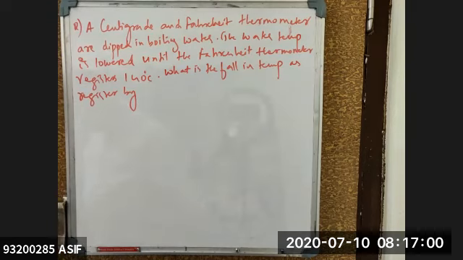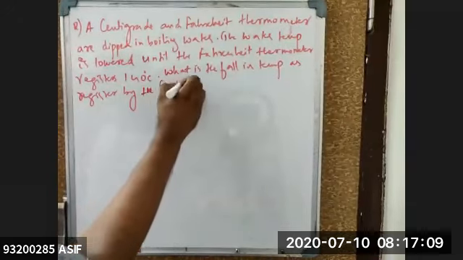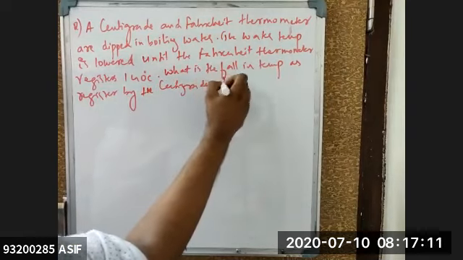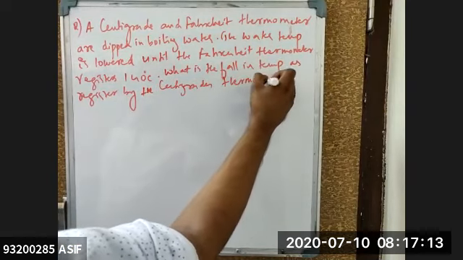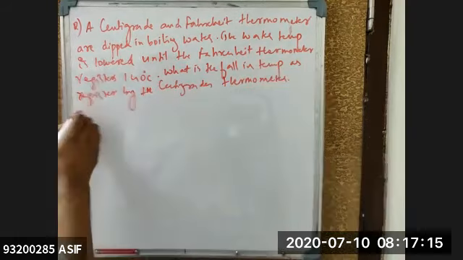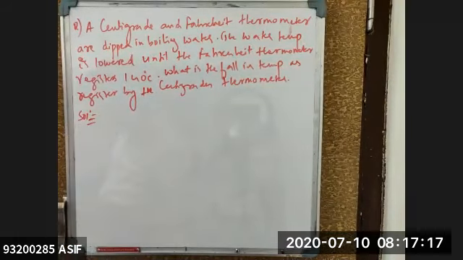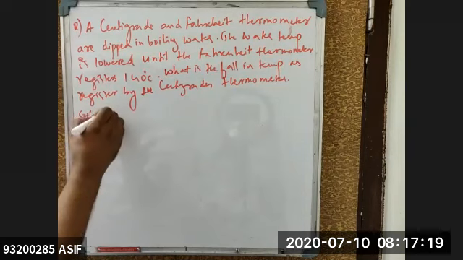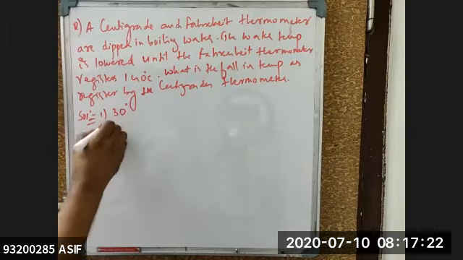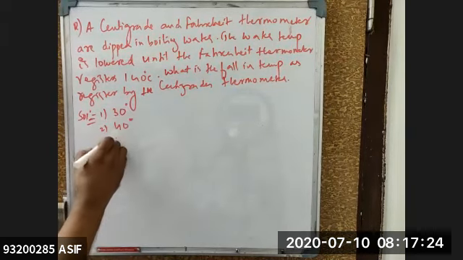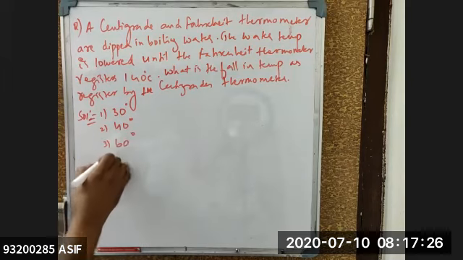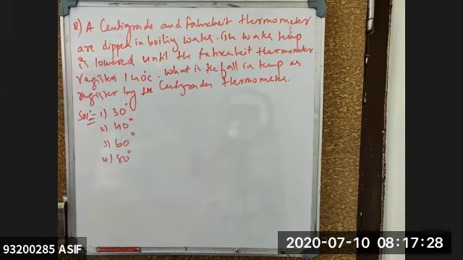Okay, sir. What is the falling temperature as registered by the centigrade thermometer? One try. I'll give the options. First option is 30 degrees. Second option is 40 degrees. Third option is 60 degrees. Fourth option is 80 degrees.